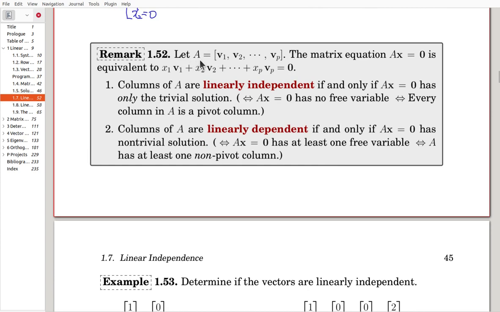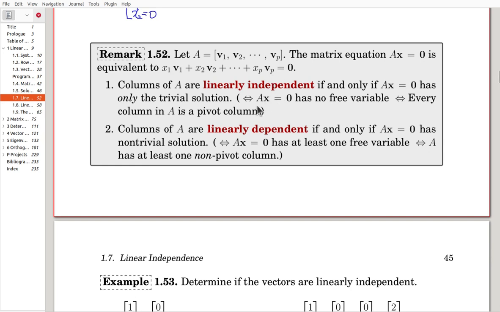Now the vectors v1 to vp are collected to make a matrix A. Then the matrix equation Ax equals 0 is equivalent to this vector equation. We already know that. And the columns of A are linearly independent if and only if Ax equals 0 has only the trivial solution. It's the same as saying this vector equation has only the trivial solution.